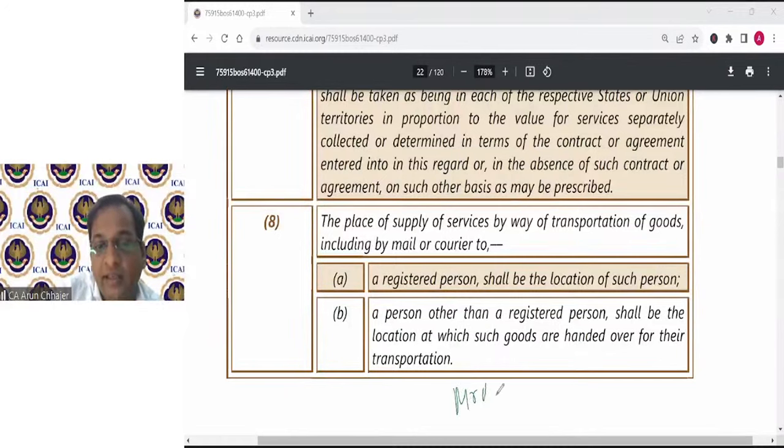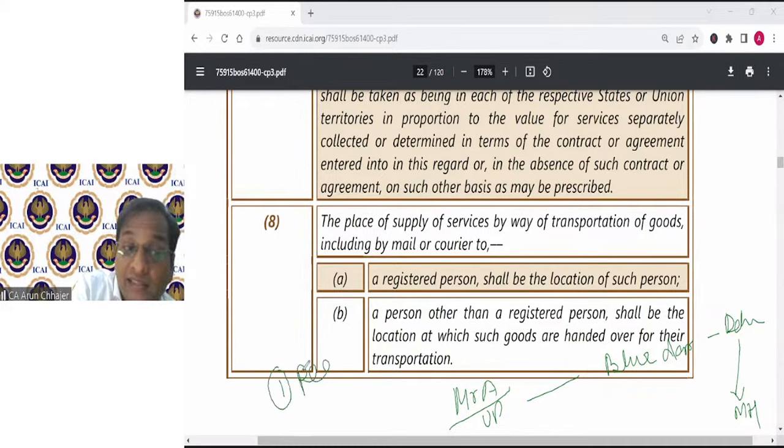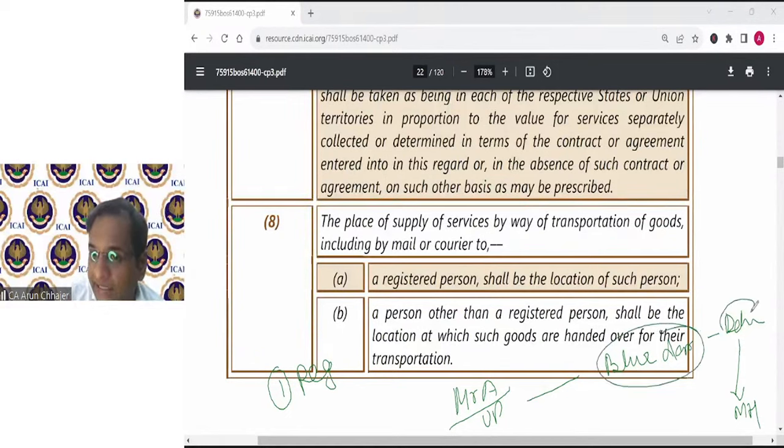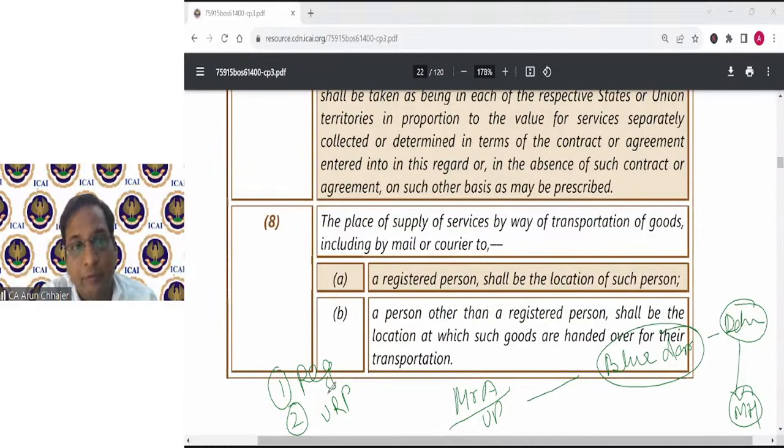Let's say Mr. A has delivered goods to Blue Dart in Delhi for delivery in Maharashtra. Let's say Mr. A is from UP. Tell me, if Mr. A was a registered person, what would be the place of supply? He has given the goods to Blue Dart at Delhi for delivery at Maharashtra. If registered, what would be the place of supply? If unregistered, what would be the place of supply? If A were registered, what would be the place of supply? If A were unregistered, what would be the place of supply? Please give the answer. You have the provision in front of you.